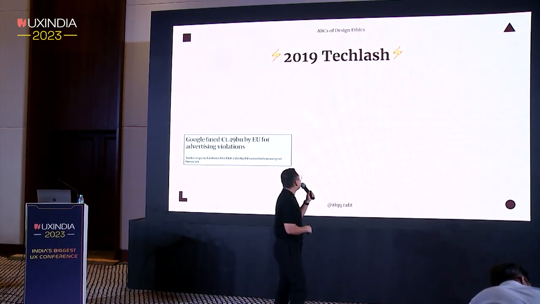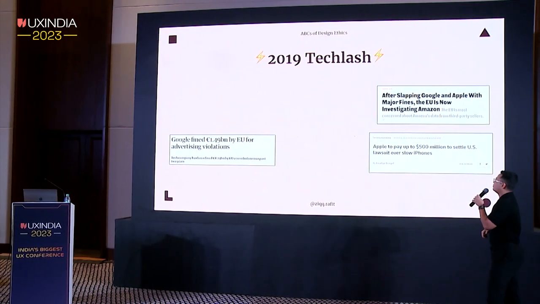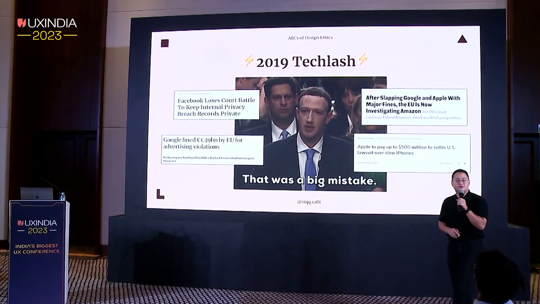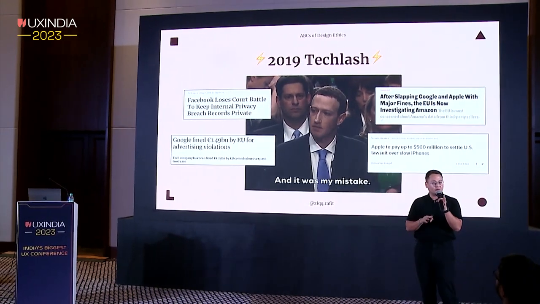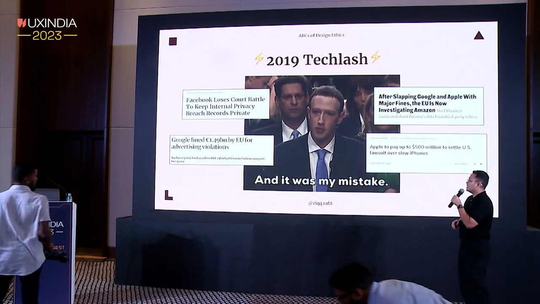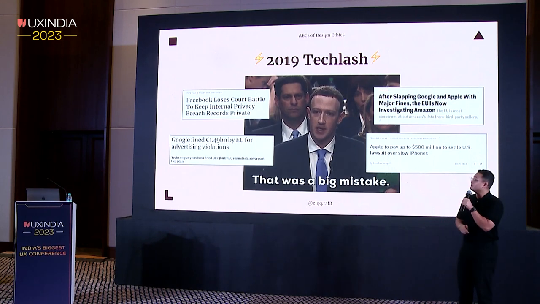So in the 2019 tech clash, we saw how Google, Apple, Amazon, Facebook, all of them ended up in the courtroom, right? Under intense scrutiny of lawmakers, right? There was a lot of concerns around data and privacy. There was a lot of concerns about the things that they were doing going unchecked.